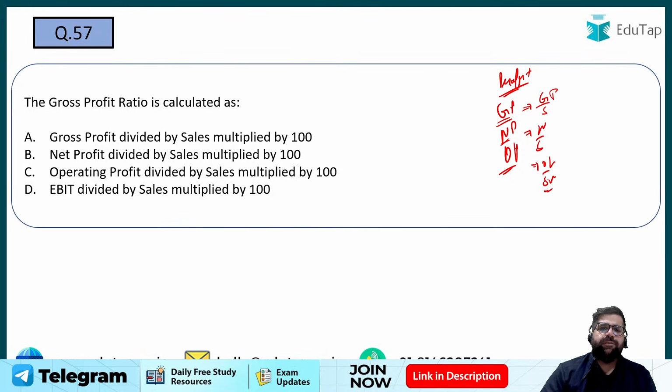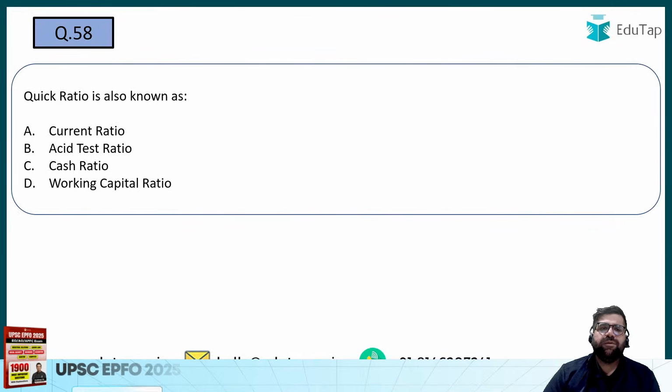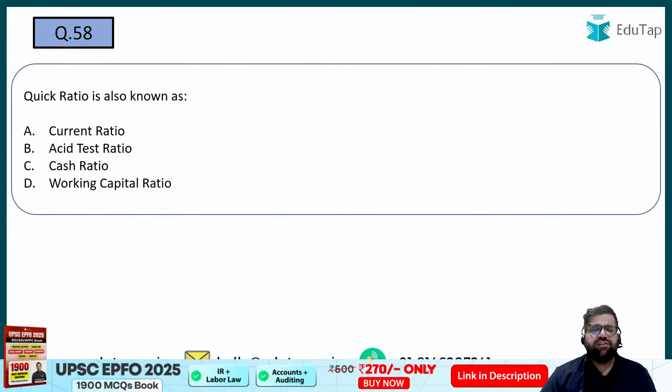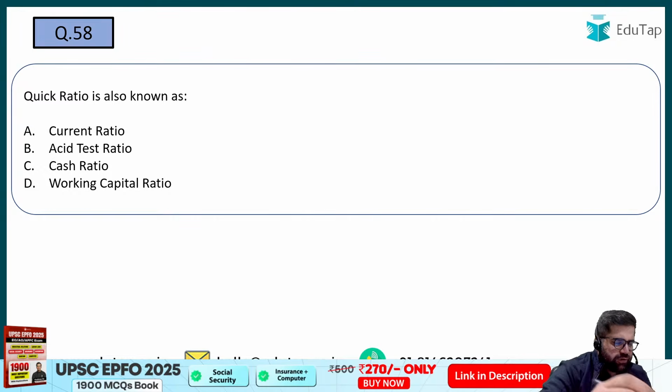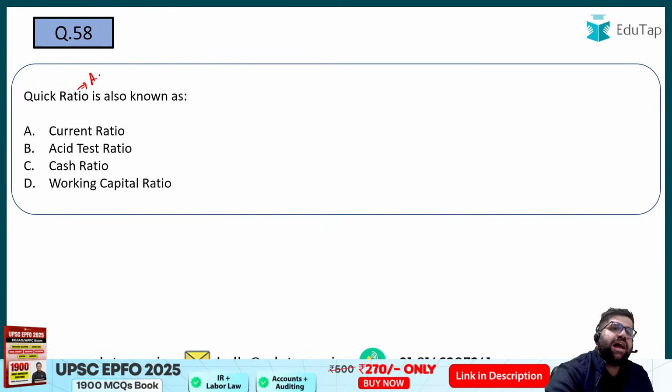Gross profit divided by sales multiplied by 100. Yes, the answer will be option number A itself. Question number 58. Quick ratio is also known as what? Quick ratio is your asset test ratio.